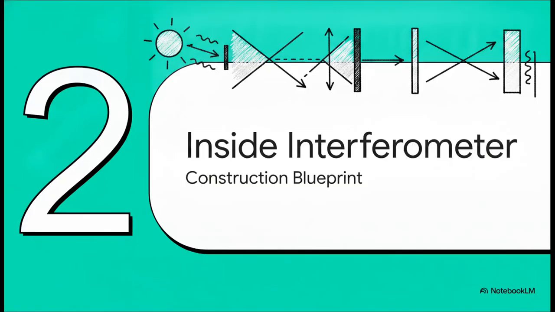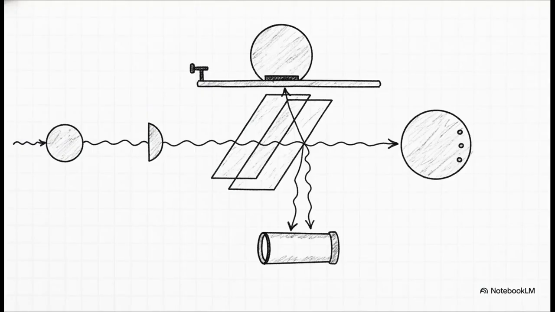Now that we've got the core principle down, let's move on to Section 2, inside the interferometer. Let's see how this thing is actually built. Okay, taking a look at the construction blueprint here, there are a few key players. First, we have a partially silvered beam splitter, which we'll call G1. Right next to it is a compensating plate, G2, which shares the exact same thickness as G1.